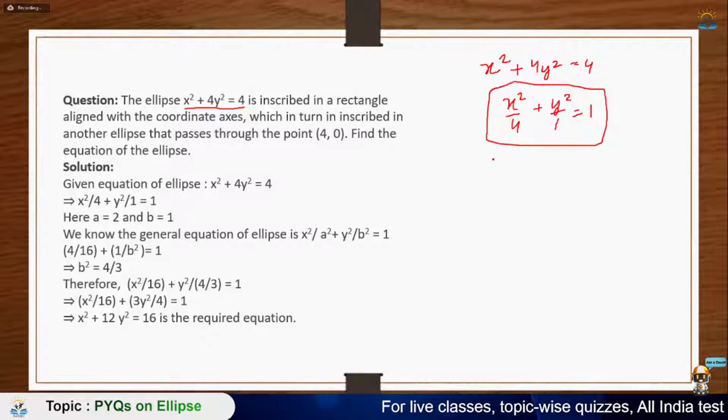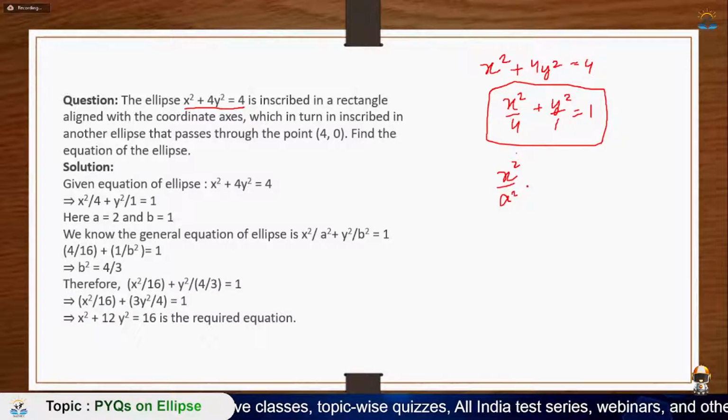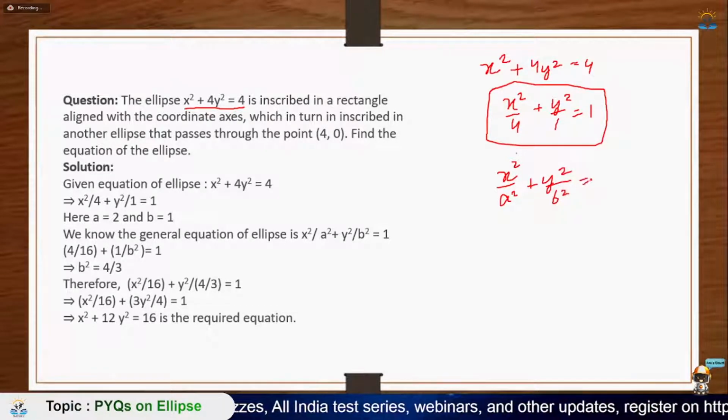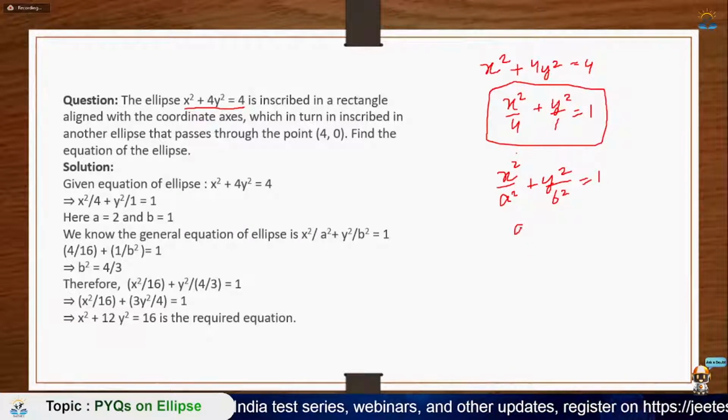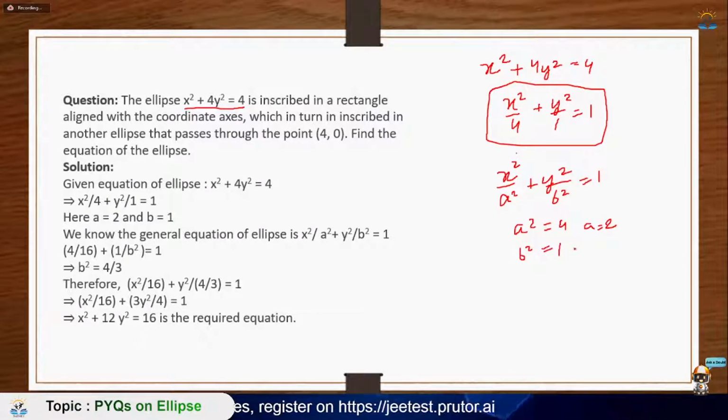And now I will compare it with my general equation of ellipse, which is x square by a square plus y square by b square equal to 1. So on comparing, I am getting my a square equal to 4, so a is equal to 2. And similarly, b square is equal to 1, so b is equal to 1. Okay, so my ellipse will look something like this.